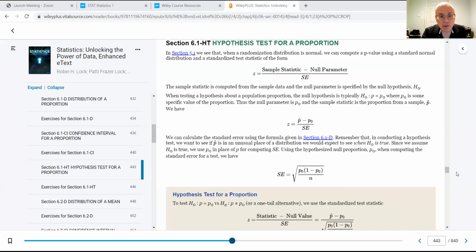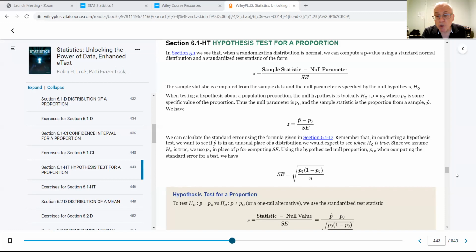All right, so here's the section here, 6.1 HT, hypothesis test for proportion. Now, we've already talked about hypothesis tests. We've introduced them in chapter 4 and also in section 5.1 in chapter 5. I started introducing to you the steps of a hypothesis test in chapter 4, but I went through 6 steps in chapter 5, and we talked about the normal distribution.